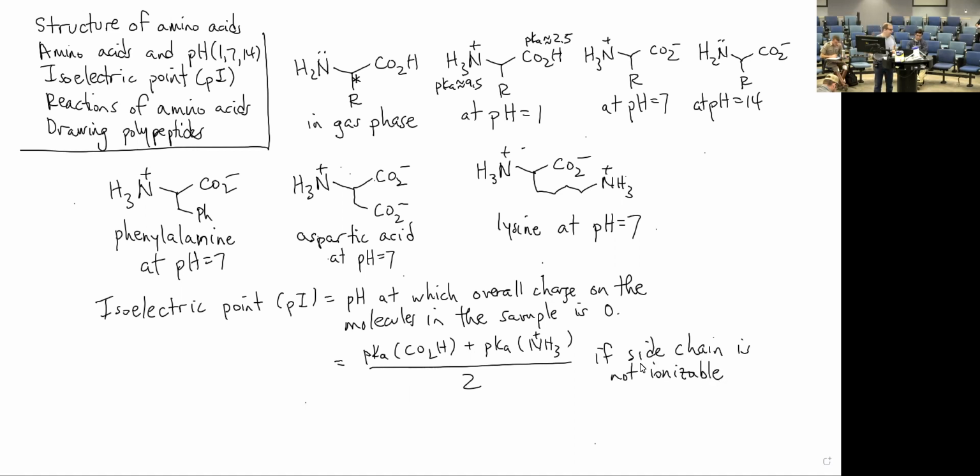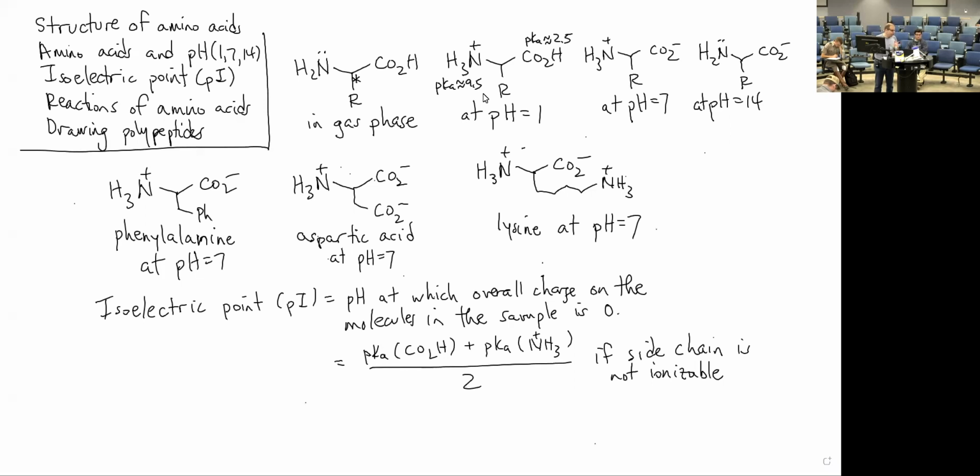Which I believe over half the time is going to be the case. So you can already see that if the pK of the carboxylic acid functional group is 2.5, the pK of the ammonium group is 9.5, just going on average values there. 2.5 and 9.5 is 12. 12 divided by 2 is 6. You don't even need a calculator. So most of the PIs are around 6.